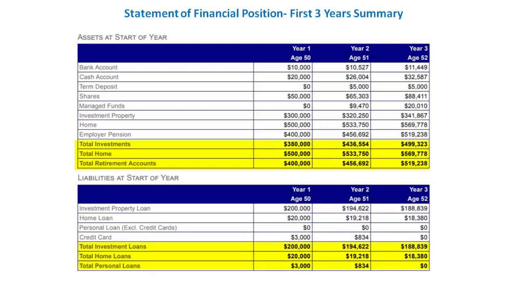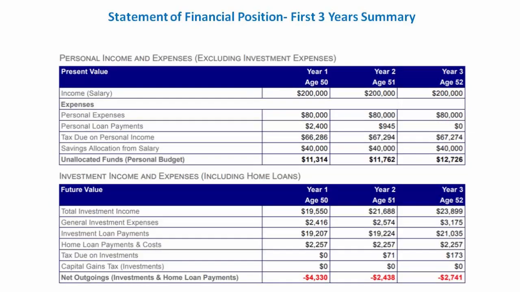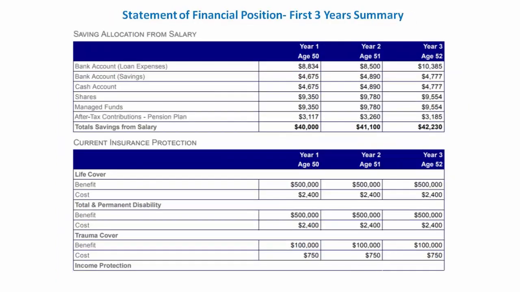Note the titles in the last 3 rows of each table. The net value of assets are displayed together with statistics, investment profile, and asset allocation. Personal income and expenses, together with investment income and expenses, including home loans, are displayed. The last line displays the net outgoings. Because the figures are negative and therefore displayed in red, the investment expenses are greater than the investment income. The savings allocation from salary shows where that money has been allocated. Insurance policies, together with their costs, are also displayed.